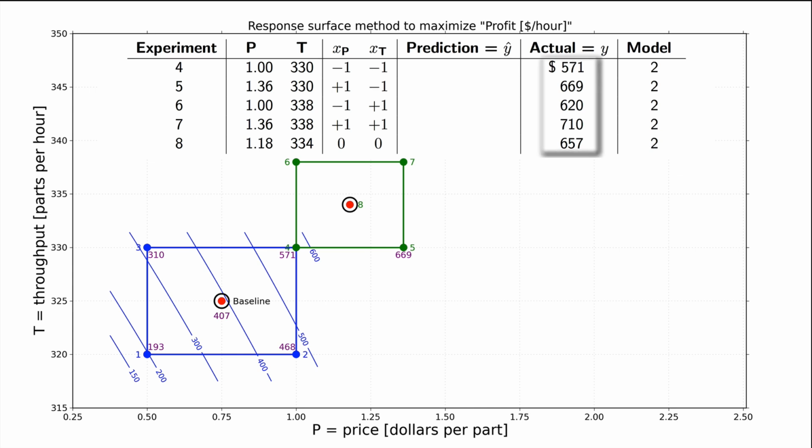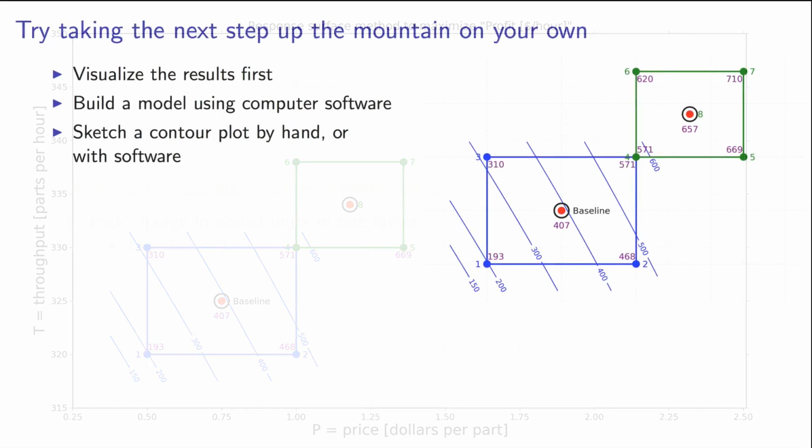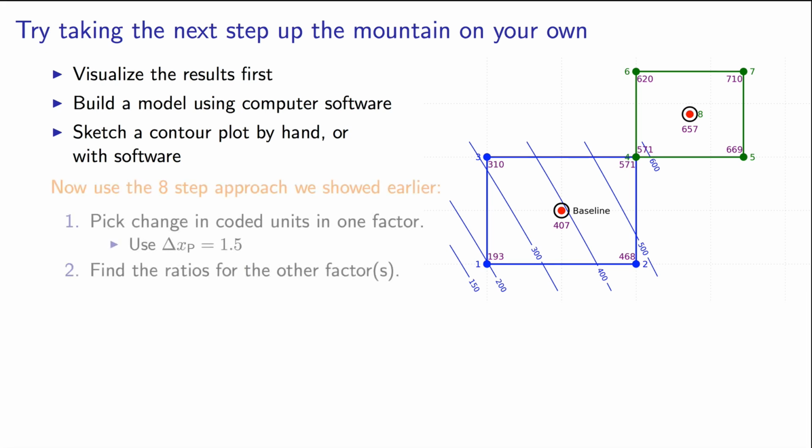Here are the outcome values from those new experiments. Use these data and try to follow these steps. Start by visualizing the system, then build a model in R using these 5 new data points. Sketch some contours, either by hand or with the software. Find the direction to climb up the path of steepest descent. In the next video, I'm going to use a step of delta xp of 1.5 units. So try that. What is the corresponding delta xt?